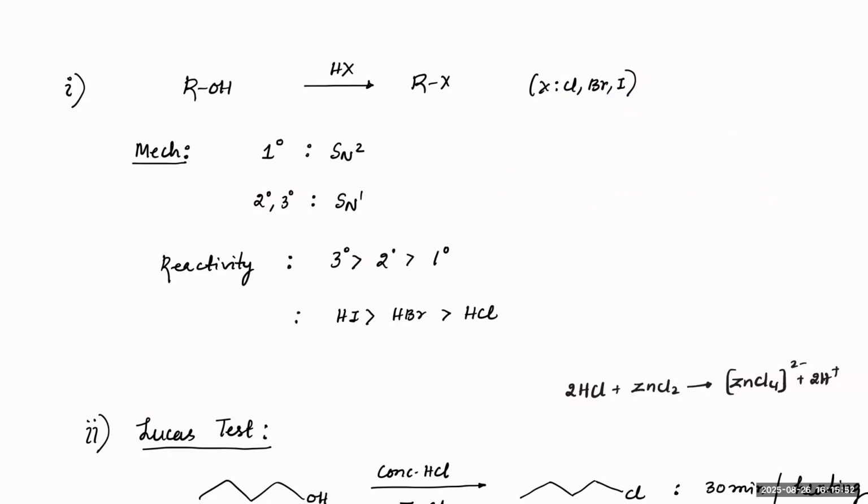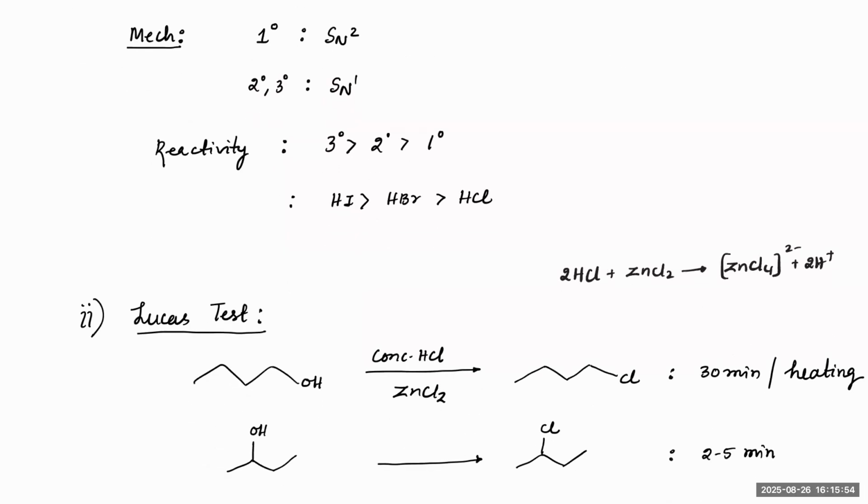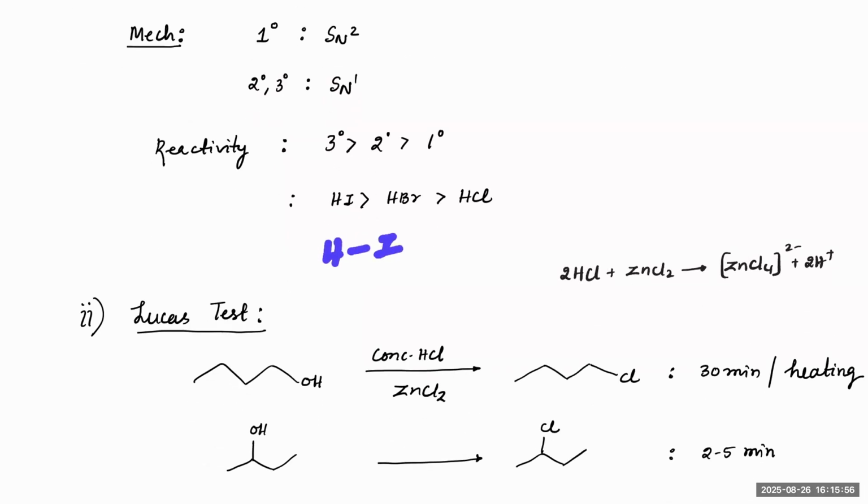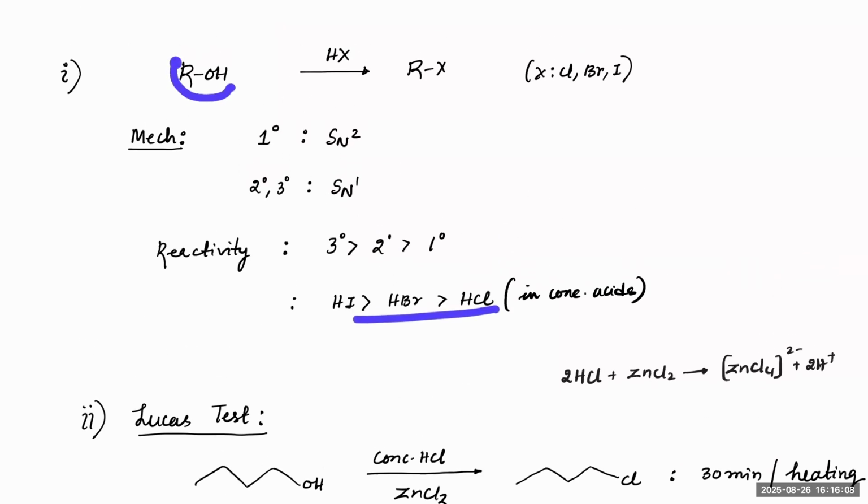Clear, beta? Why is it more reactive? Because the HI bond is weaker. Mind you, this comparison is only in concentrated acids. If you take an aqueous solution, the reaction will go backwards and you will get alcohols only. So it should not be taken in aqueous solution.